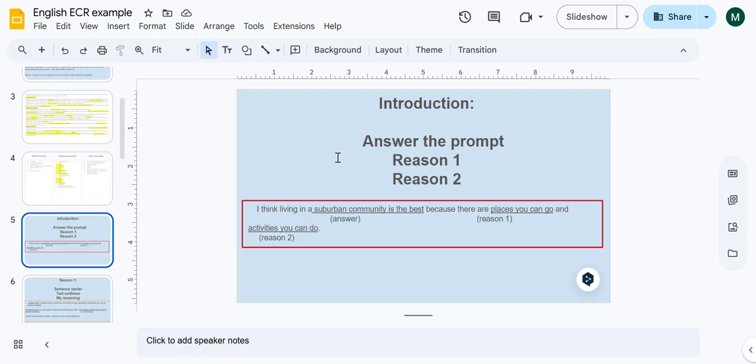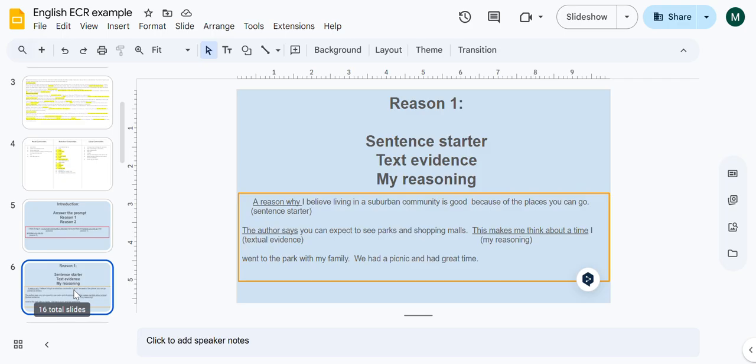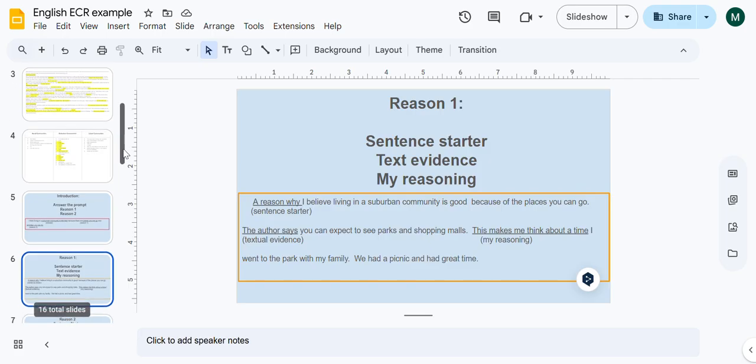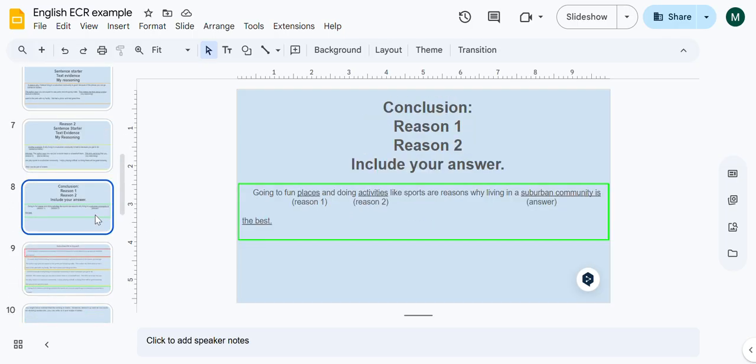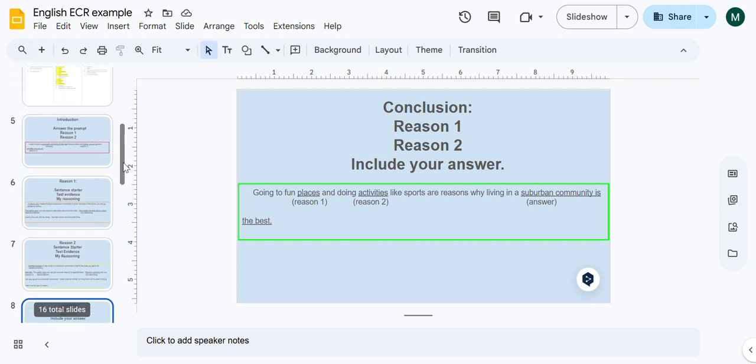The first paragraph is your introduction, and I color code that in red. The next one is your reason 1, and I color code this in orange. Then you have your reason 2, color code that in yellow. And then your last box is your conclusion, which I color code in green. So color coding helps the kids know, okay, do I have my red, orange, yellow, and green paragraphs? And so they kind of remember those colors because of the rainbow.